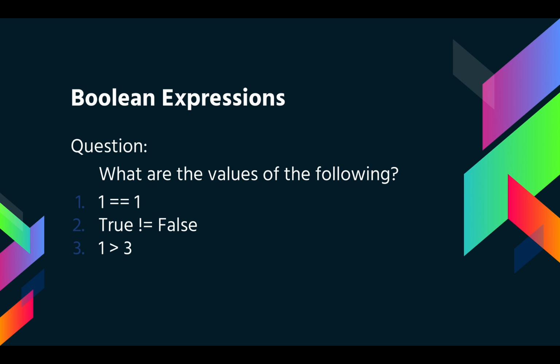Okay, so if you look at these three options, the first one here, 1 equals 1, that's definitely true. Now how about true does not equal false? That, despite having booleans in it, evaluates to a boolean in the end and is in fact true. Now 1 greater than 3, that will return false.